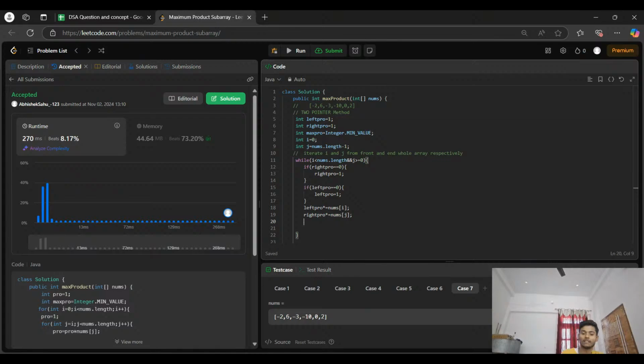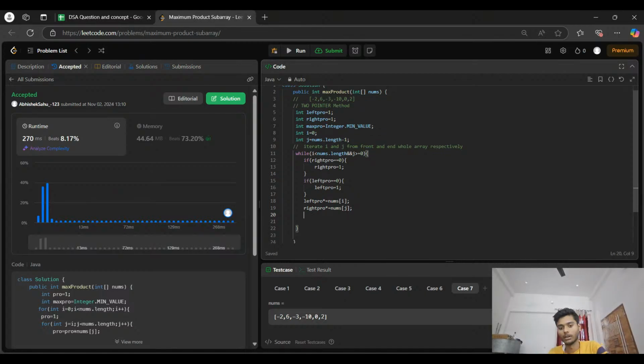So then we make an if condition: if left row is equal to 0, then make it equal to 1, and right row equal to 1. This is a very important condition we need to keep in mind. Left row multiplied with right row, so that solving it, we are able to find the max. What is the max?